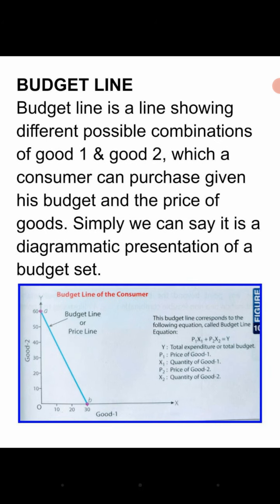Now the next concept is the budget line. What is the budget line? In simple words, we can say the budget line is the diagrammatic presentation of the budget set, or in other words, the budget line is a line showing the different possible combinations of two goods, good 1 and good 2, which the consumer can purchase with given income and prices of the commodities. And in the diagram you can also see the budget line, or the budget line is also known as the price line, which slopes downward from left to right in a straight manner.